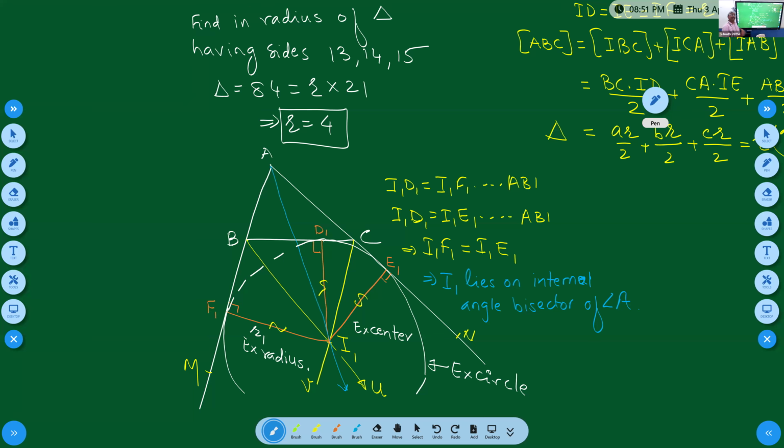Understood? So we have exactly a similar situation. Earlier it was inside, now it is outside, and if it is opposite to A, there will be two more circles, one opposite to B and another opposite to C. So as far as angle bisectors are concerned, there will be four circles, one inside the triangle and three outside, and all those circles have several properties which we will discuss in the next lecture, but this is very, very interesting.